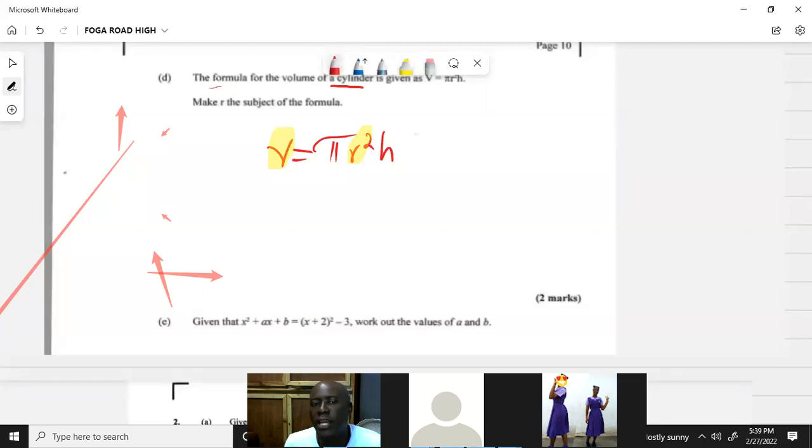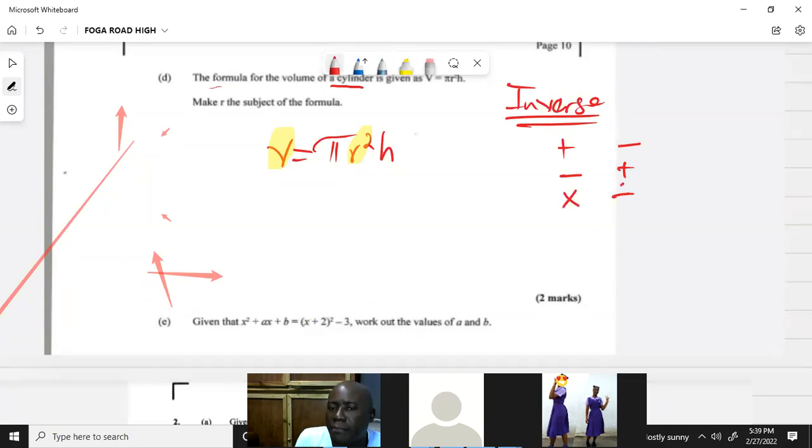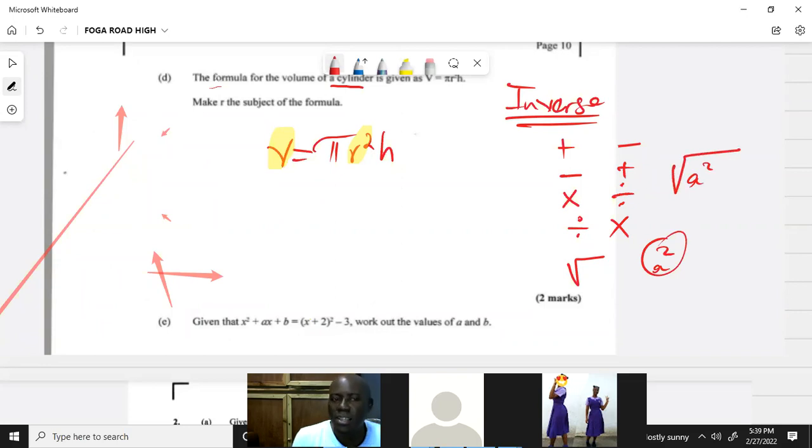Whenever you're solving or whenever you're transposing, if you want to cancel anything, you have to do the inverse. So if you know the inverse of these things, you're good. The inverse of adding is to subtract. The inverse of subtracting is to add. The inverse of multiplying is to divide. The inverse of dividing is to multiply. The inverse of a square root is to square something. And the inverse of a square is to take the square root of something. So those are ideas that you use to cancel things. Let us start.